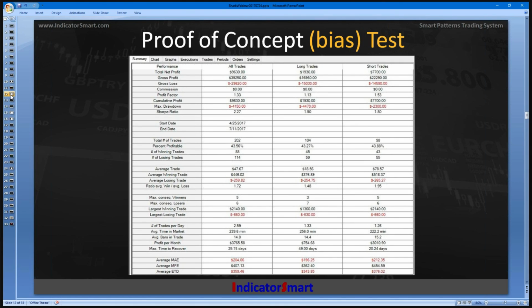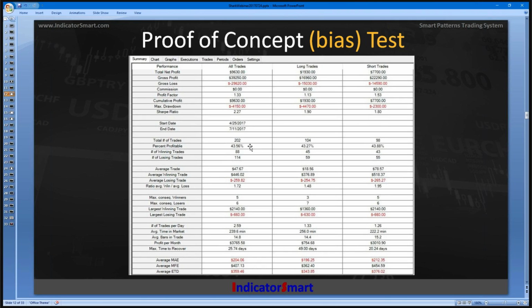$9,600 on the long side, about $1,930, short trade $7,700. Average short trade, wow, about 80 bucks. That's not bad. That's not bad. Now you see that percent profitable is around 43 or 44% or so. And so you automatically know when you see that this is a trend system. If that number was higher, you'd know it was probably some form of a counter trend system or a hybrid system.